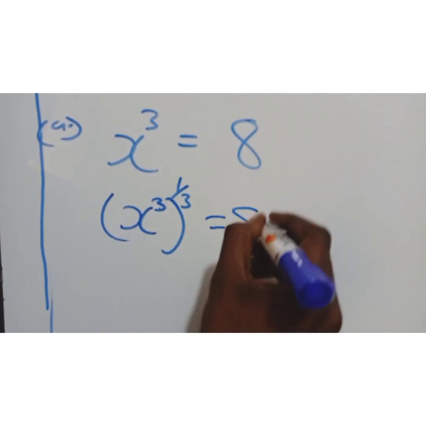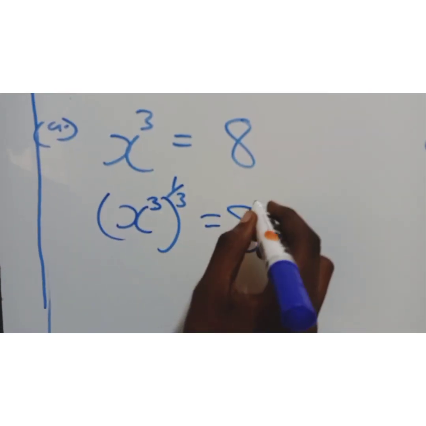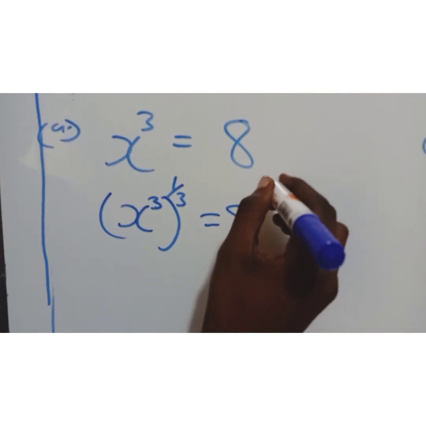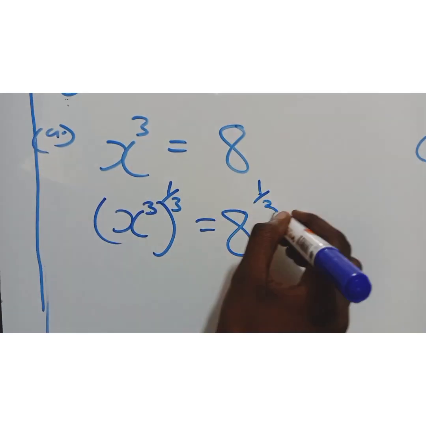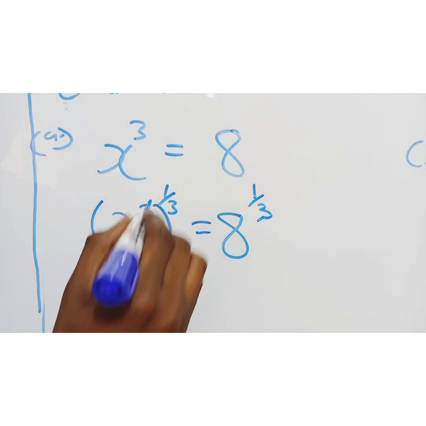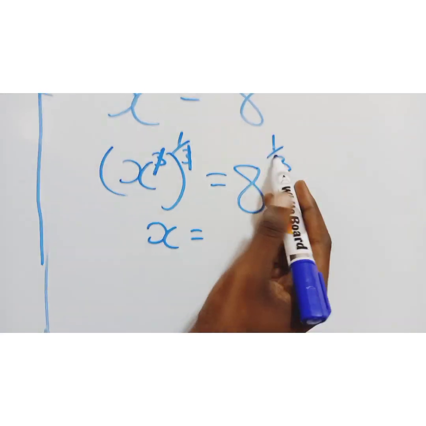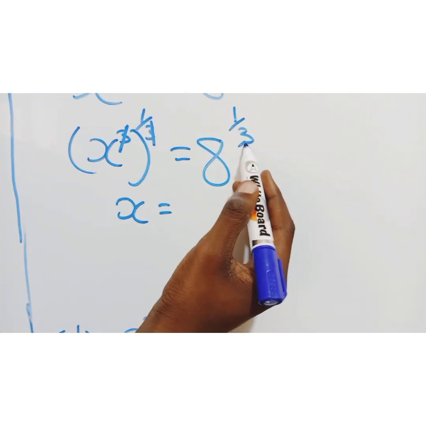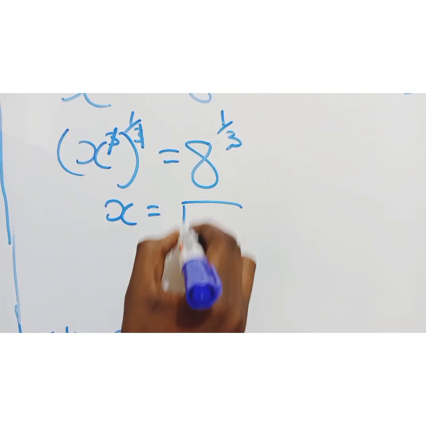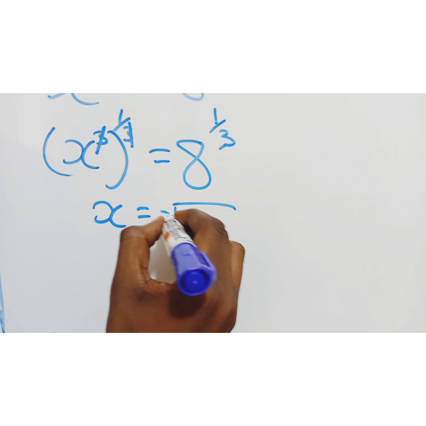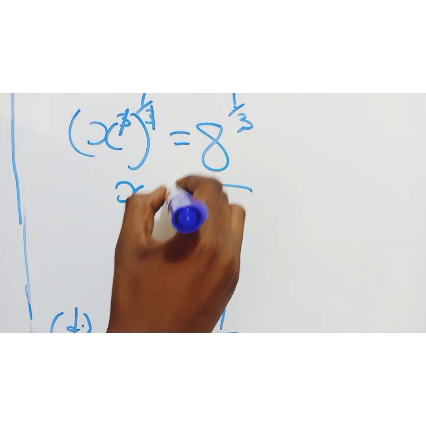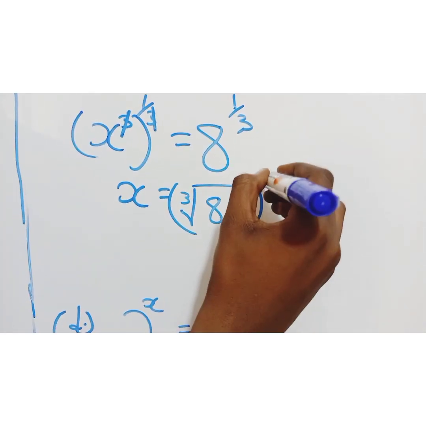So you have 8 here. This side, you're going to raise it to the reciprocal you found, which is 1 over 3. So this will cancel that. You just have your x here. And I said, this 3 stands for what? Cube root. So you're going to have your cube root of 8 here. This is what the examiner wants, show your working like that.